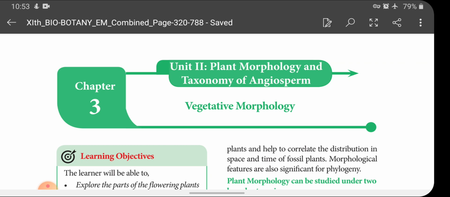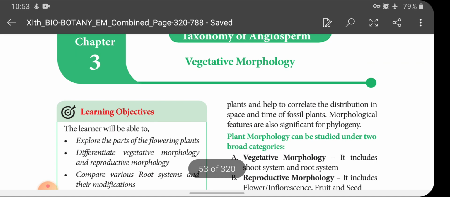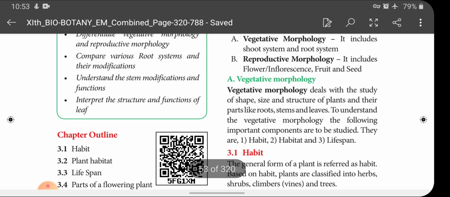A plant consists of two parts, the vegetative part and the reproductive part. Vegetative parts include roots, stem and leaves. These are the vegetative parts of a plant, and flowers come under the reproductive parts of a plant body. Okay, let's enter into the text, children.